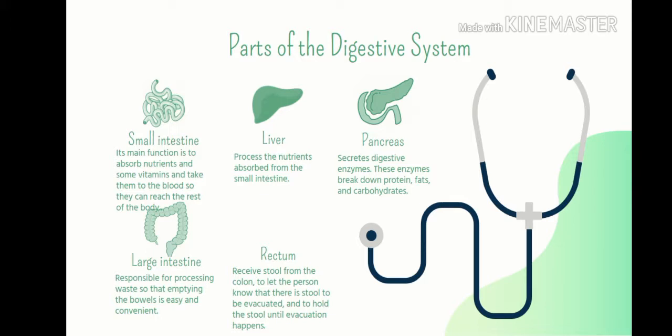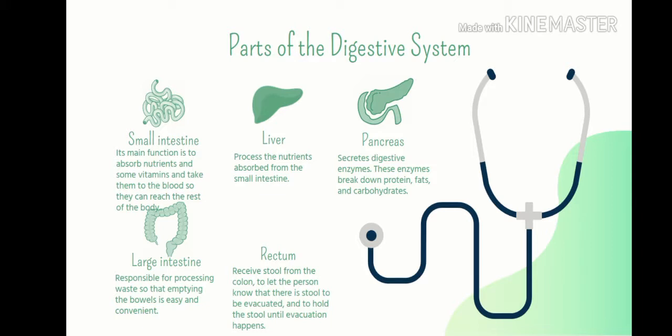Liver. It has multiple functions, but its main one within the digestive system is to absorb the nutrients from the small intestine. Then we have the pancreas. It secretes digestive enzymes into the duodenum. These enzymes break down proteins, fats, and carbohydrates. The pancreas also makes insulin, secreting it directly into the bloodstream.